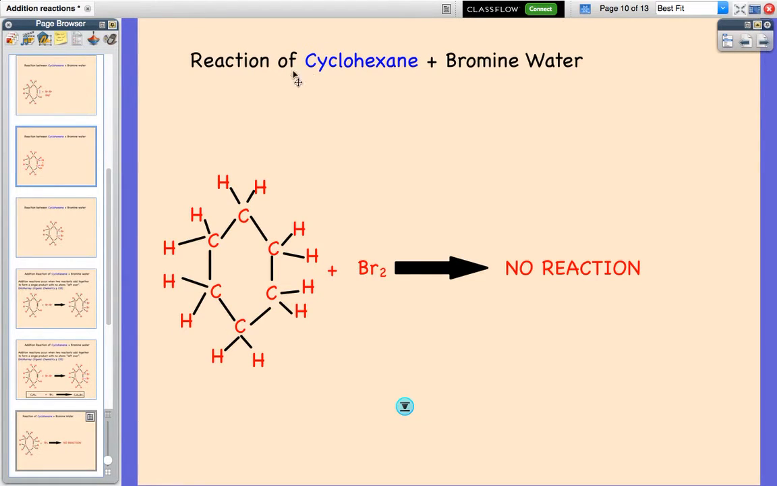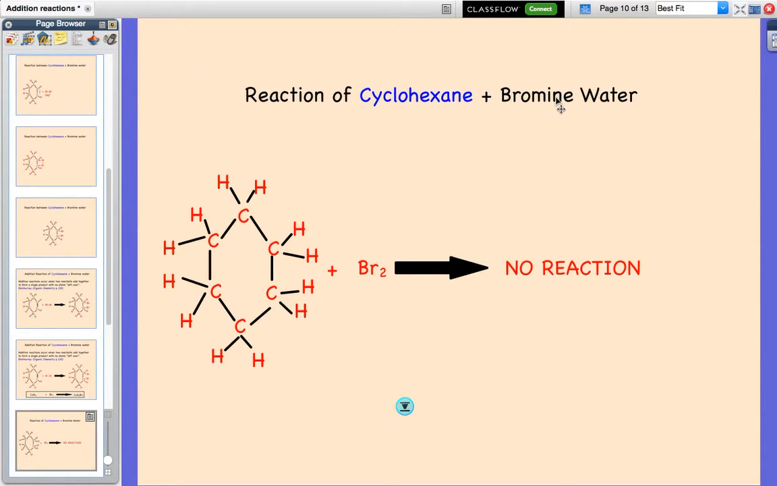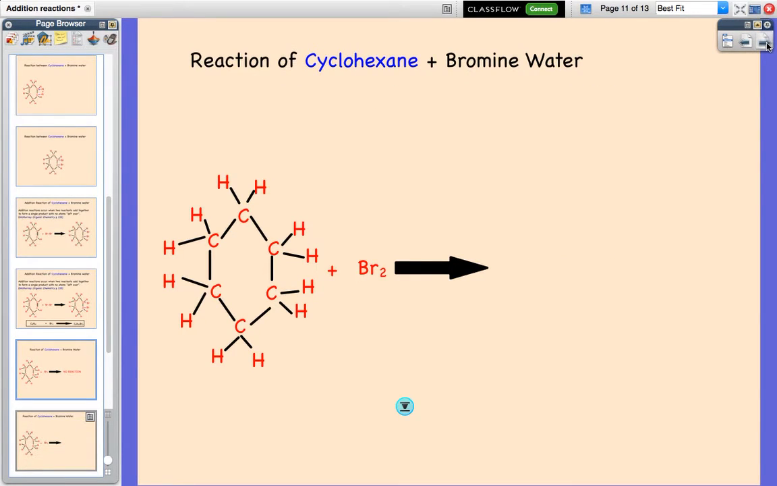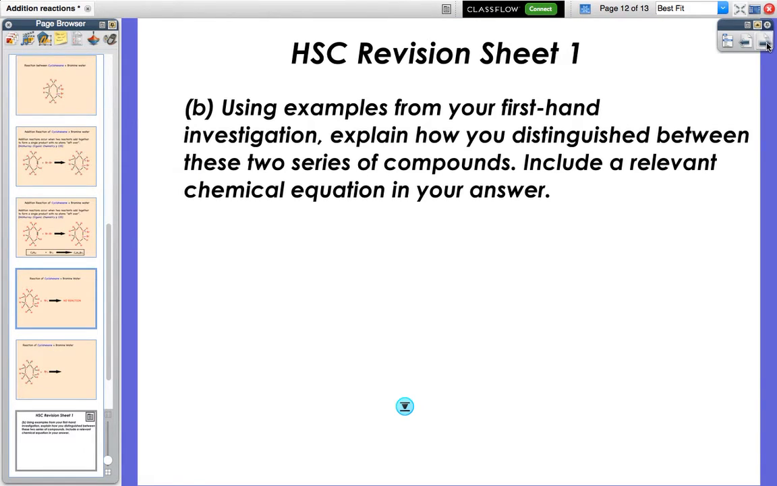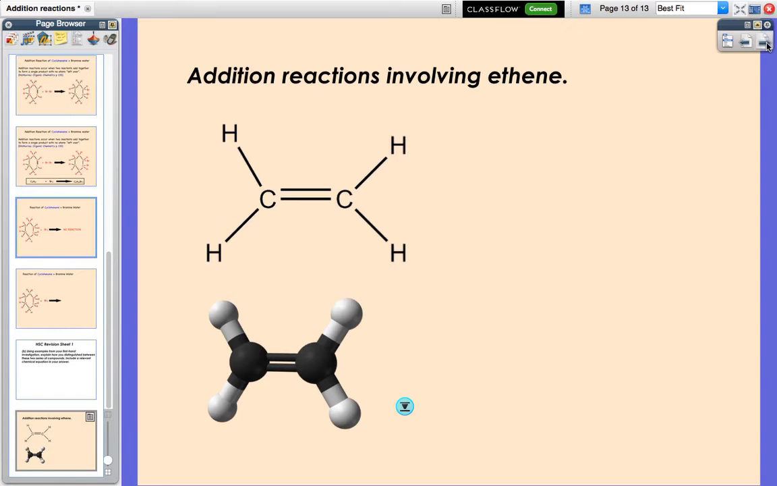When we actually reacted cyclohexane and bromine water, we were able to see that there was no reaction. Why? Because there was no change in the color of the bromine water. So we can't show any new products because there weren't any. The bromine water remained in its orange color as it was initially, and the cyclohexane remained as well. We'll just skip that part for a moment.